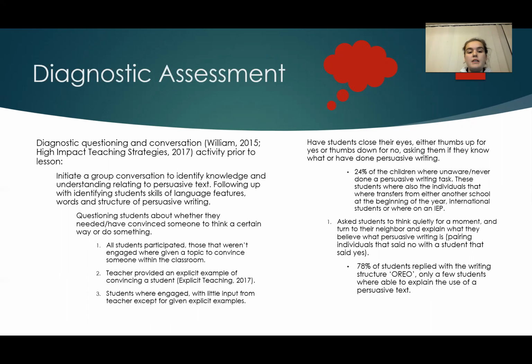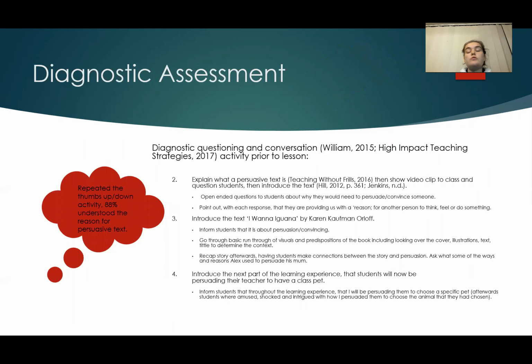So we just had a discussion about if they've ever had to convince someone, and we did a thumbs to the side, up and down to get confirmation across the broader spectrum. By the end, 88% of students understood what a persuasive text was, which was really good. We just finished up with Iguana, which is a persuasive children's story. Good story, and it outlines clearly. And then we had a discussion about the different ways that Alex persuaded his mother.